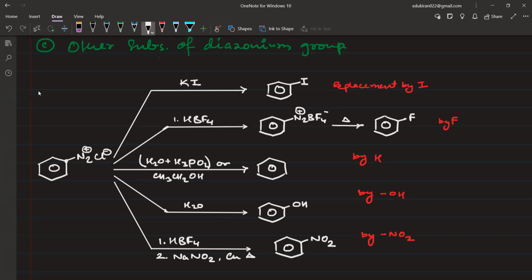If you remember, alkyl diazonium salts react with water to give alcohol, and these will react with water to give phenol. Then you have HBF4 and then NaNO2. In this case, the diazonium group is replaced by the NO2 group. Please write this down.